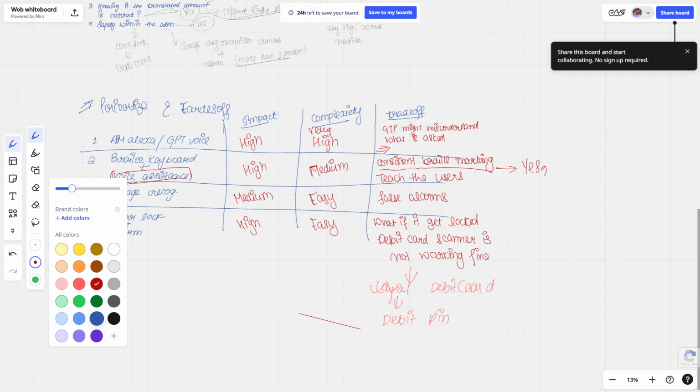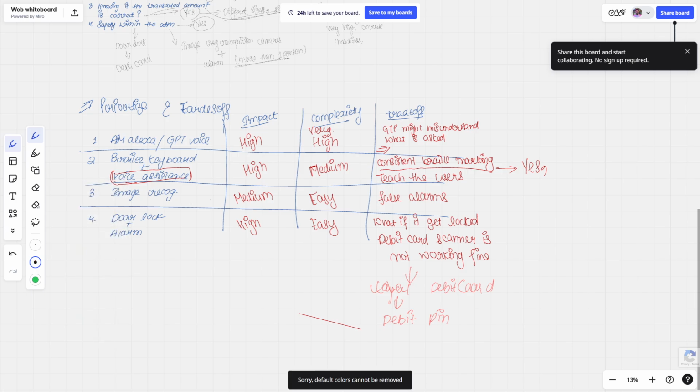So as per this chart, our two solutions that we will be solving are the Braille keyboard, which has high impact and medium complexity, and the door lock alarm, which has high impact and easy complexity. And if there are any trade-offs, these could be handled as well. So this is how we can solve the product design case studies, and this is how we can approach a problem. I hope this will help you understand the CIRCLES framework as well.